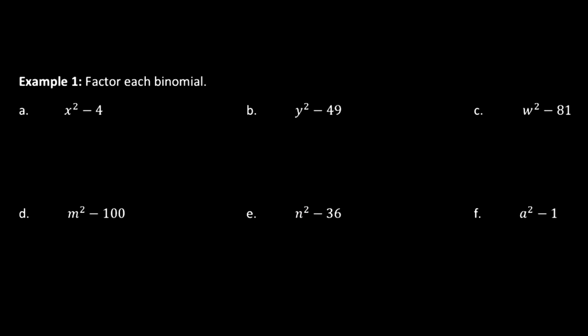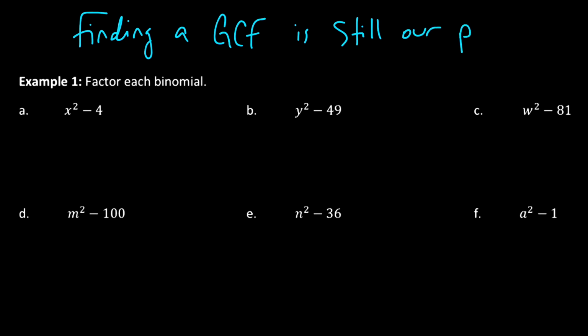So here we go. We are going to factor these binomials. Now, as we've talked about, finding a GCF is still our priority. So if there is a GCF for us to find that's not 1, then we are going to factor it out. So we still want to go into these problems looking for the GCF first. Now with number 1, I have an x squared, I have a negative 4. Obviously there's nothing in common that we can factor out between those two, so let's look if we can use perfect squares. Well, number 1, it's a binomial, so that meets one of our conditions.